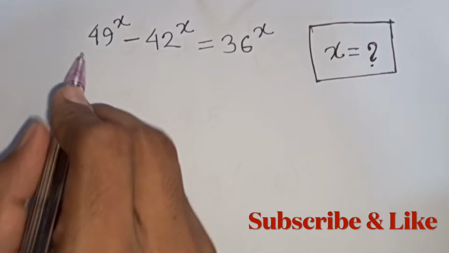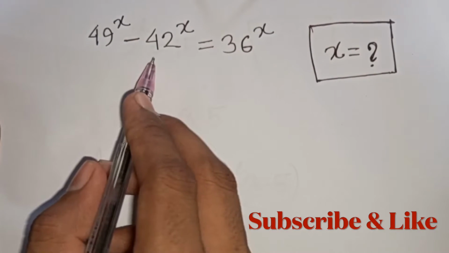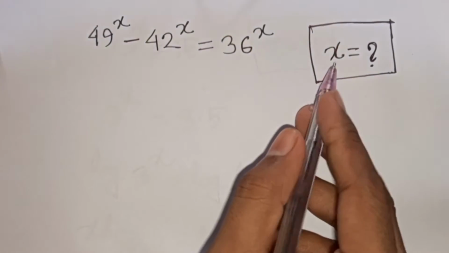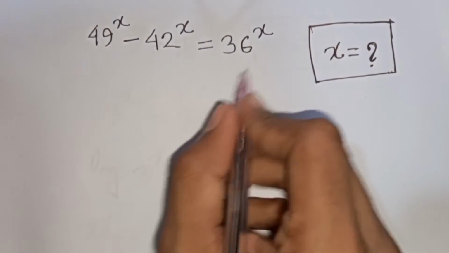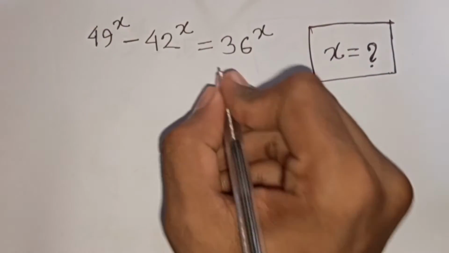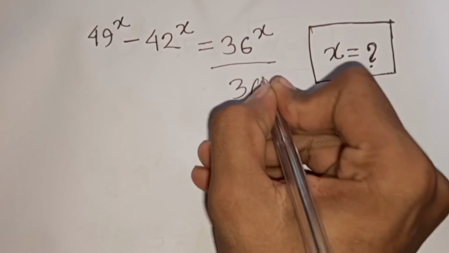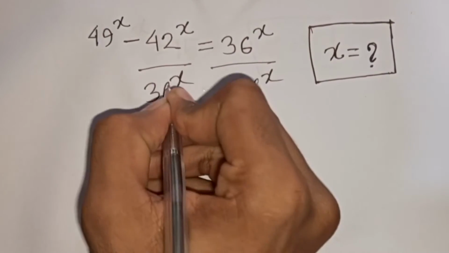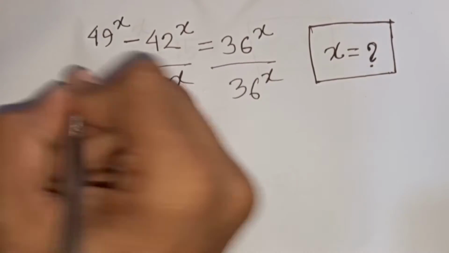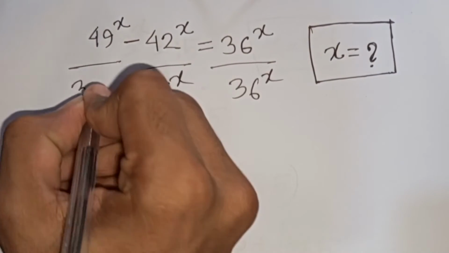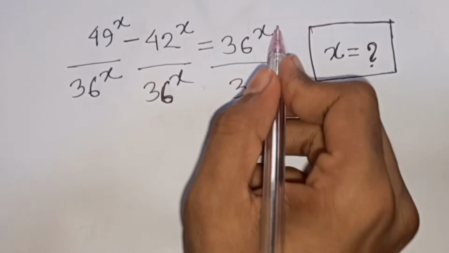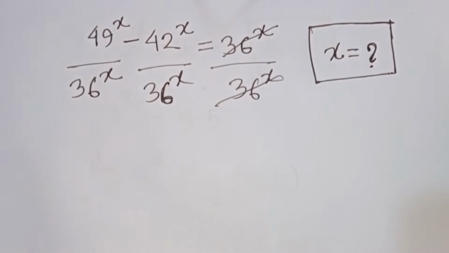How to solve 49 power x minus 42 power x is equal to 36 power x. What is the value of x? So at first we divide by 36 power x on both sides. Now this will be cancelled.